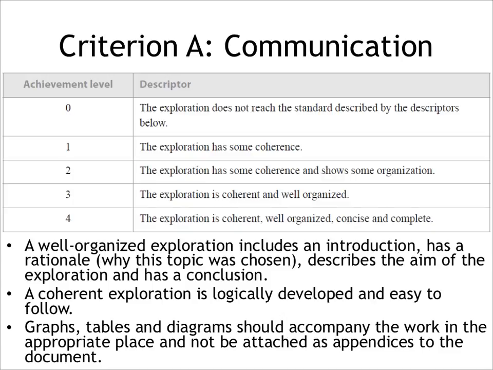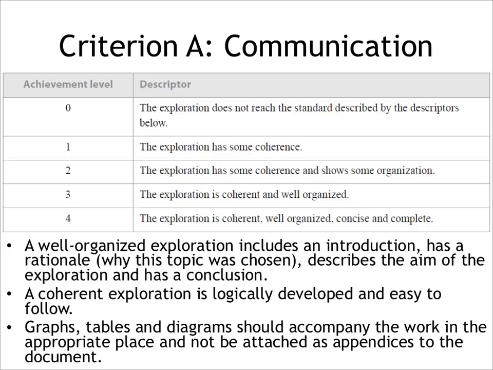Okay, so criteria A is communication. Now, you look at the descriptors and the achievement levels described in the guide for IB, and you can see that they're somewhat helpful, but for the most part, they're very general, okay?